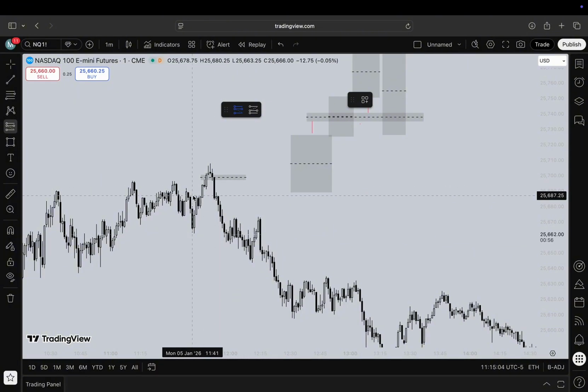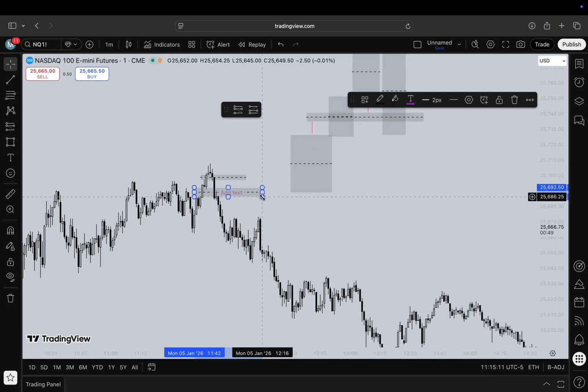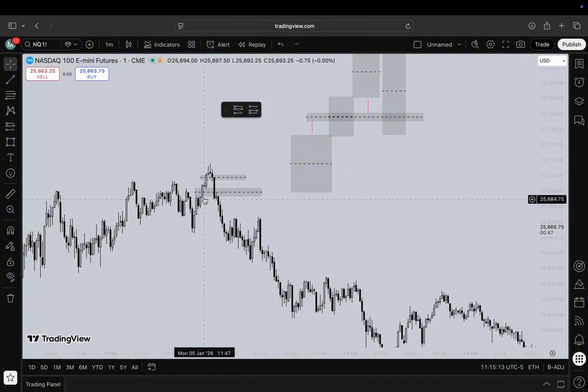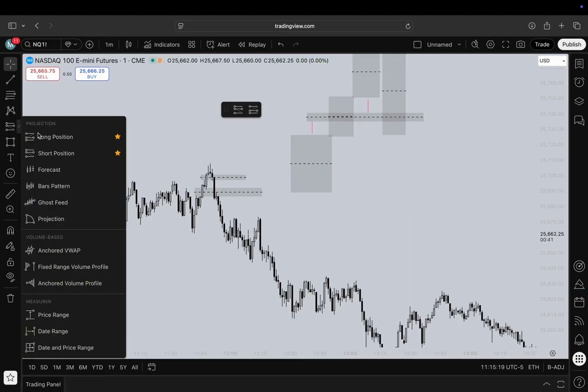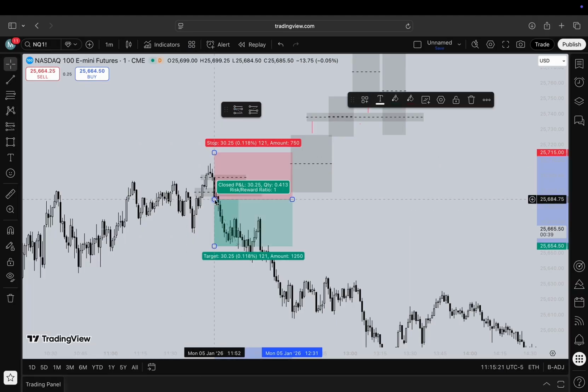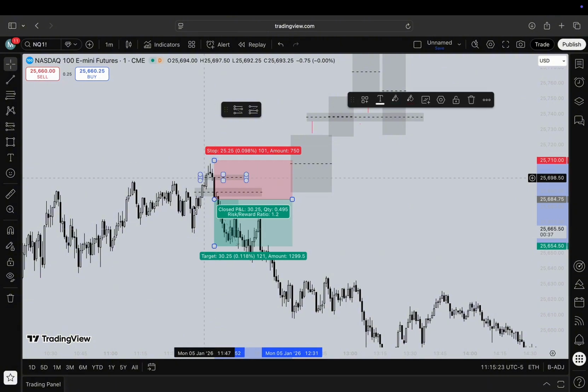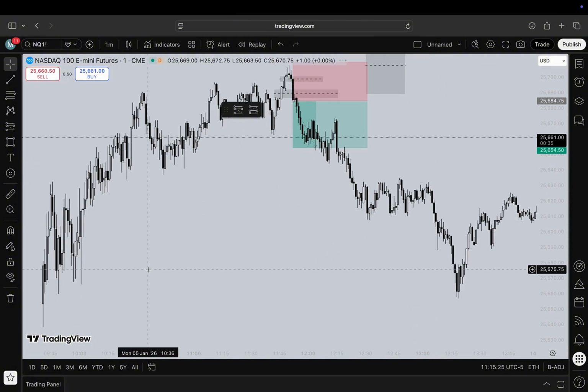We have another fair value gap here. You could wait for price to close below this candle. We see that price closes below this fair value gap and this fair value gap here, so we have two inversion fair value gaps. We enter our short position here, stop above the high, targeting liquidity resting here, here, here.